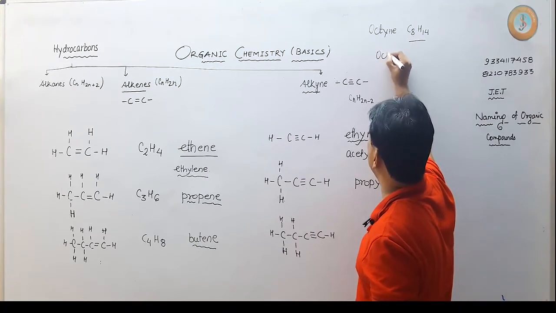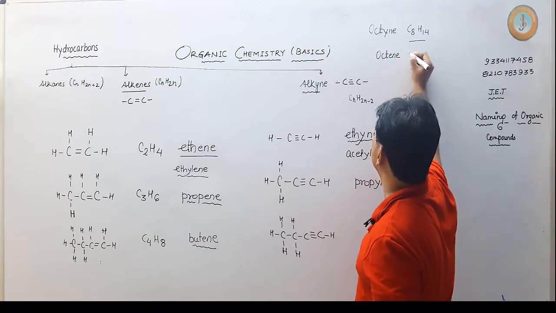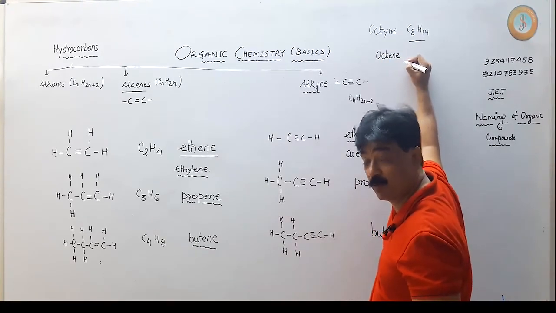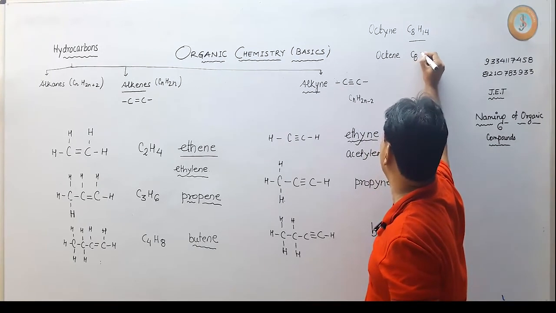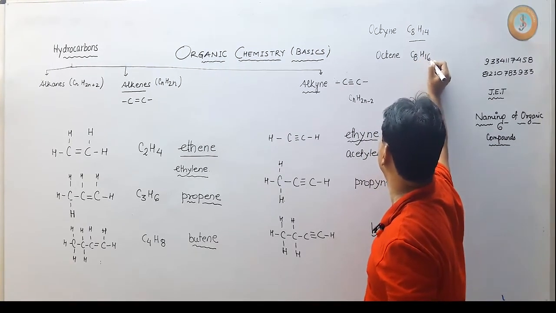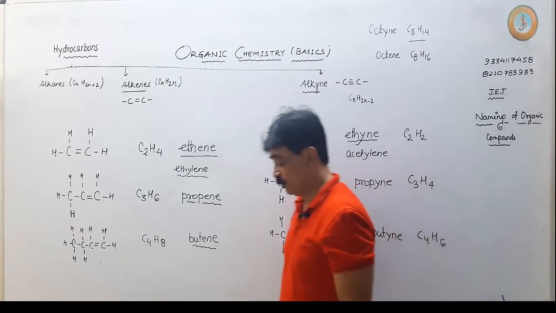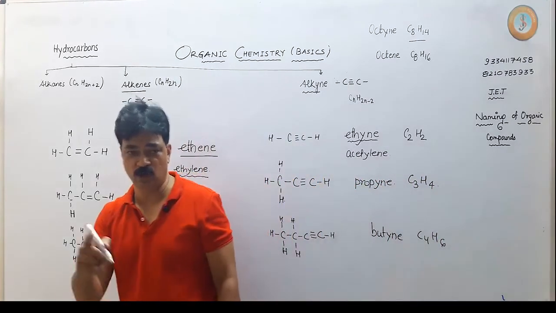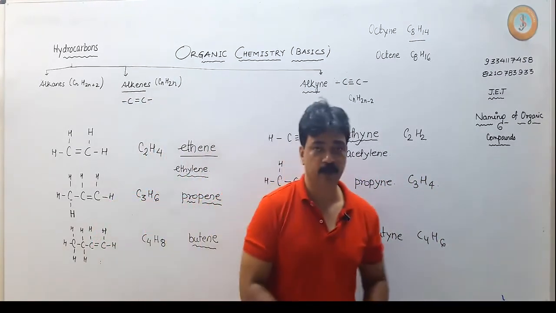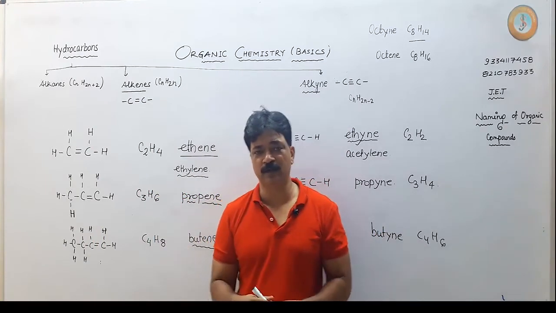But if it was octene, then what happens? It's double bonded. Ene means double bonded. So C8 and the hydrogen atoms will be just double. So be sure, I want you to learn this. It's easy. Go through this and try to understand.